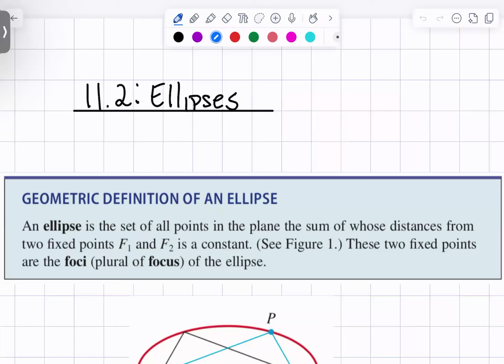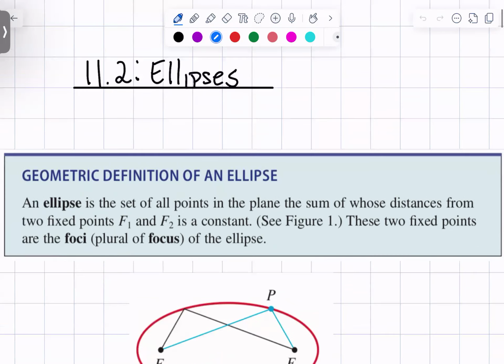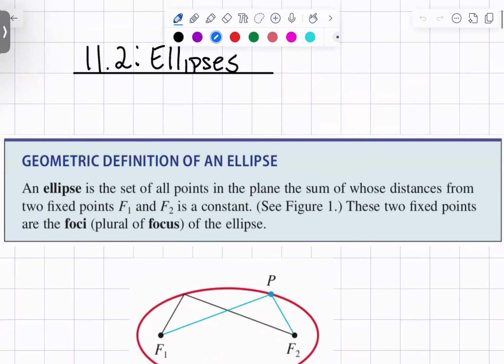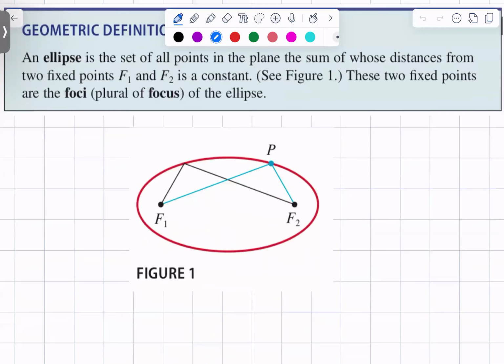Okay, welcome everyone. This is 11.2 on ellipses. So an ellipse is a set of all points in a plane where the sum of the distances from two fixed points is constant. There are two foci, or focuses. These fixed points are called the foci, plural of focus, of the ellipse.